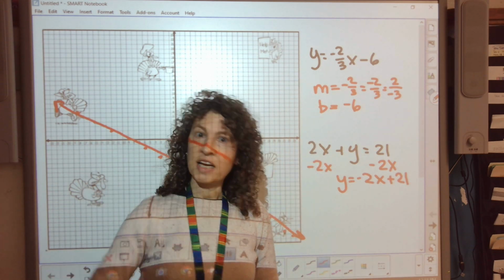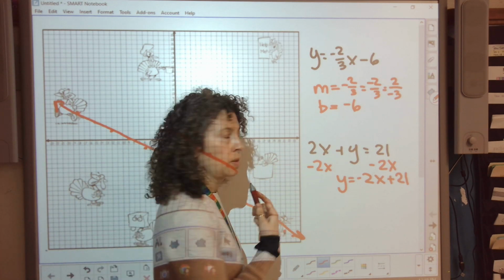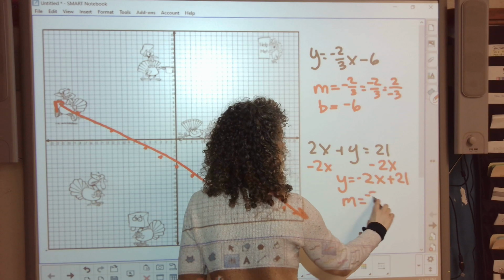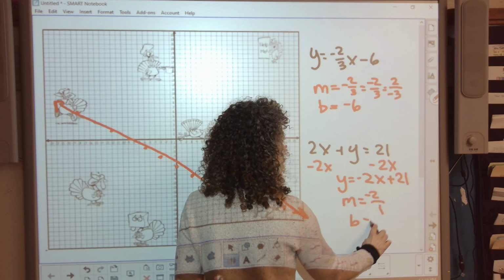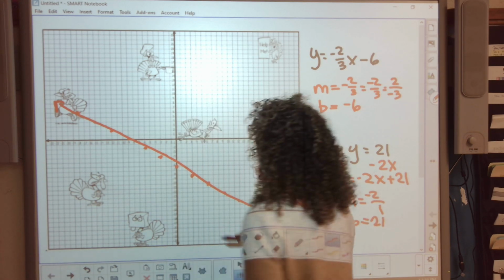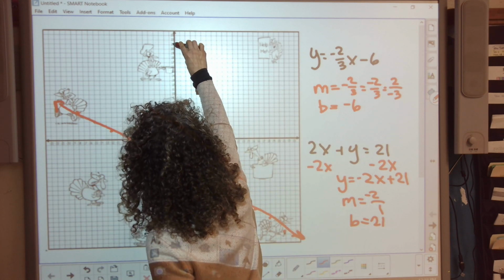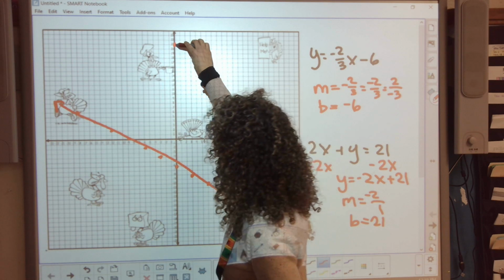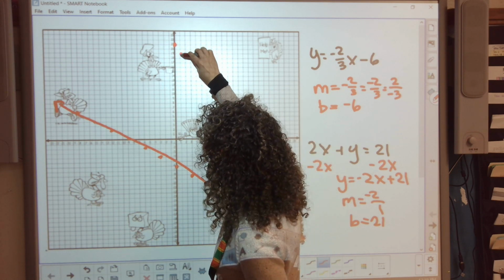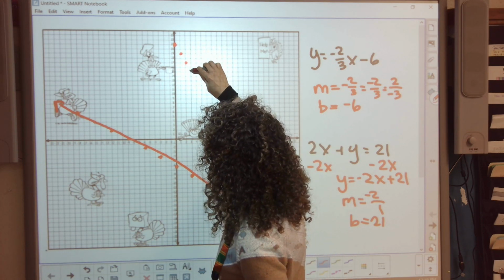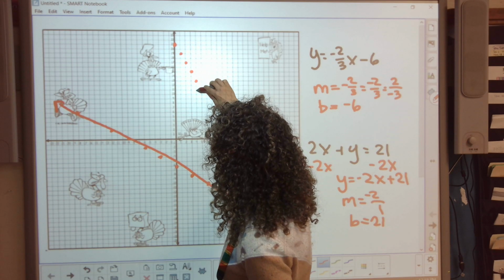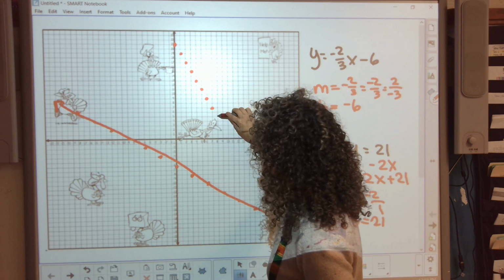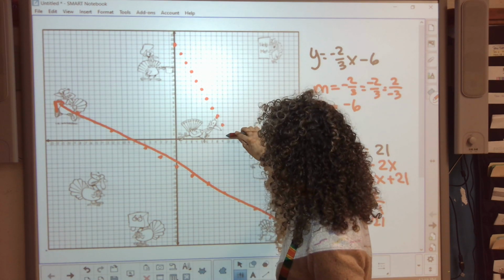Again, I want to be flexible to decide which method is going to work best with this particular equation. So I know my slope is -2 over 1, and my y-intercept is 21. So my y-intercept is way up here at 21, and my slope is -2 over 1. So down 2 to the right 1, down 2 to the right 1, down 2 to the right 1. Again, I want to keep going, a trail of breadcrumbs. I don't want to stop in the middle.